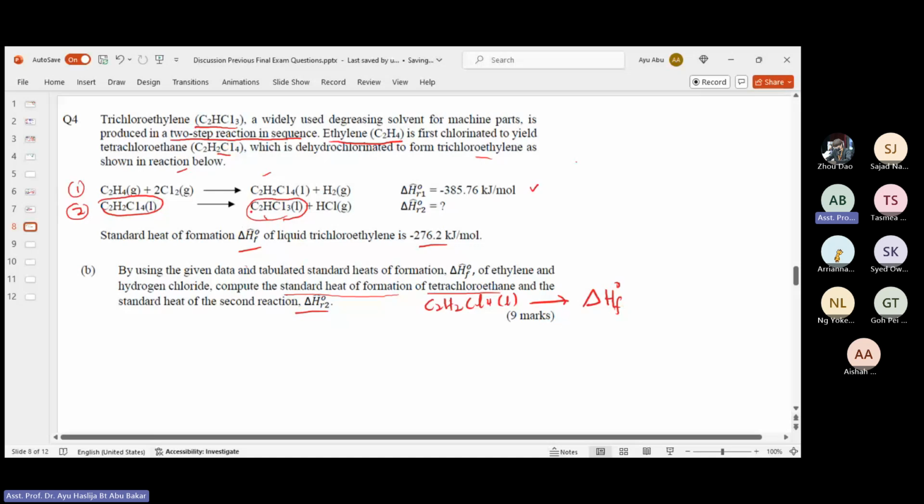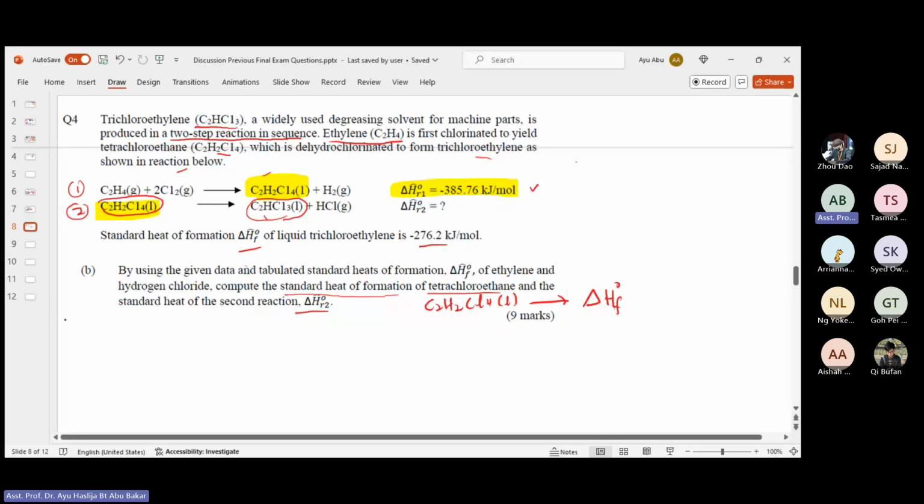From the reaction, we can see that tetrachloroethane is produced in reaction 1, and it acts as reactant in reaction 2. From reaction 1, the heat of reaction is given. So using the heat of reaction, you can find the standard heat of formation of tetrachloroethane. Okay, let's do it step by step.